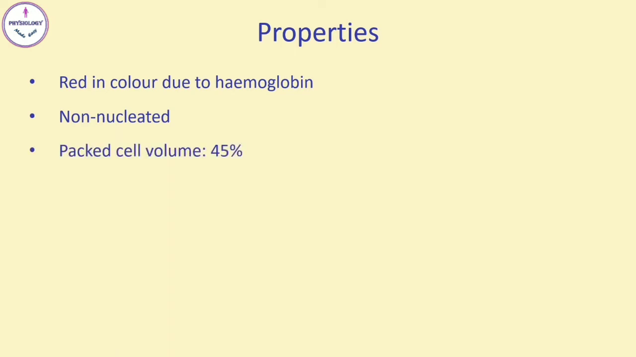Next is packed cell volume. It is the ratio of the volume of red blood cells to the total volume of blood. It is about 45%. Next, specific gravity of RBCs is 1.092 to 1.101.